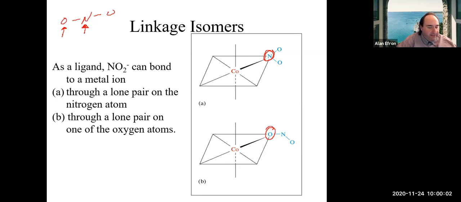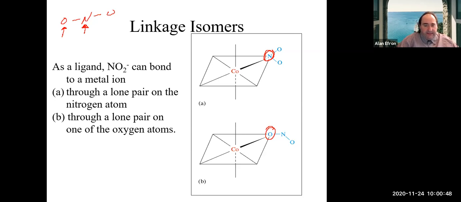So the formula here would be exactly the same. Obviously, they both have NO2 minus as part of it, but the actual difference is the connectivity of the ligand itself. In one case, the nitrogen is connecting. In the other case, it is connecting through the oxygen. Any questions on linkage isomers? So with a linkage isomer, you have a ligand that has multiple connectivity points, in the sense that in certain cases it could connect through the oxygen, as we see here. In other cases, it may connect the ligand through a nitrogen.